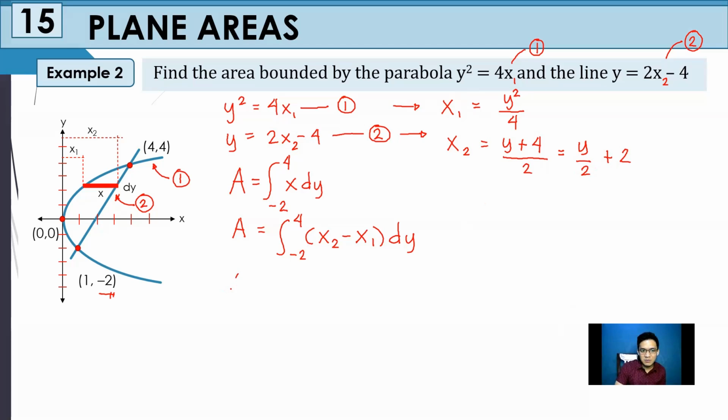Okay, try natin yan. Substitute mo lang yan, di ba? So a is equivalent to upper limit is 4, lower limit is negative 2. And then here, x sub 2 is this one. So substitute lang natin y over 2. Ayan. So lagyan natin ng open parenthesis dito plus 2. Plus 2. Close parenthesis. Minus yung x sub 1 natin, which is y squared over 4. Ayan. Diba? So therefore, ayan, proceed na tayo, diba?